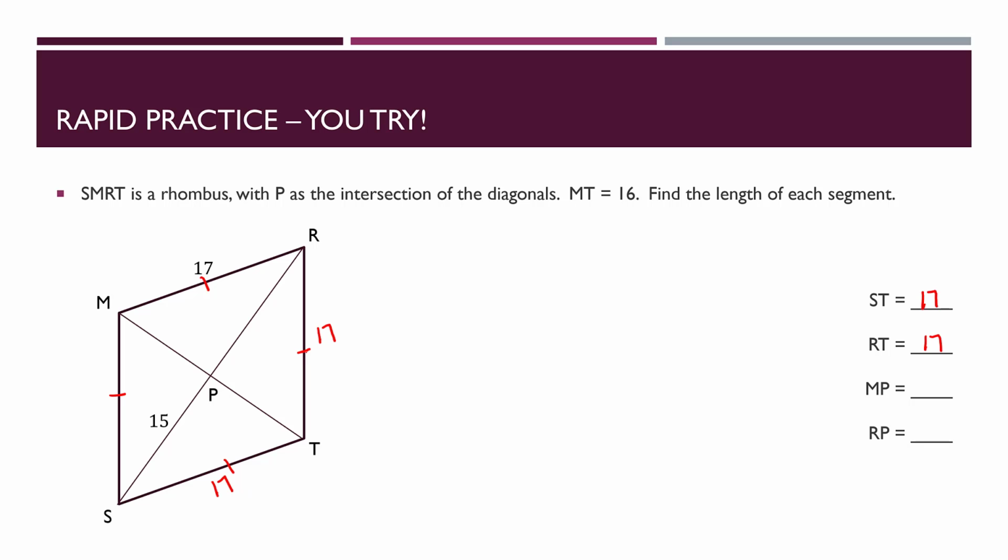MP. MP doesn't look like it has any information on it, but it tells me that MT is 16. So if MT goes all the way across, since the diagonals bisect, to go halfway across would be 8. So MP would be 8. And finally, find RP. So RP is half the diagonal. So if SP, the other half, is 15, RP must also be 15 because it's bisected or cut perfectly in the middle.